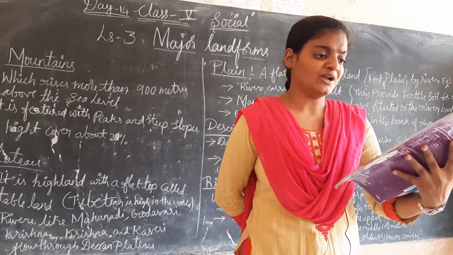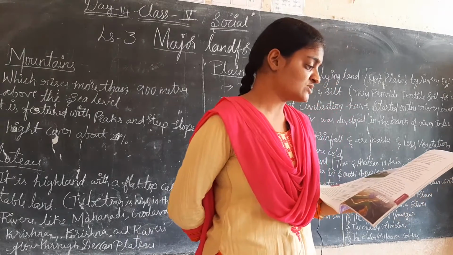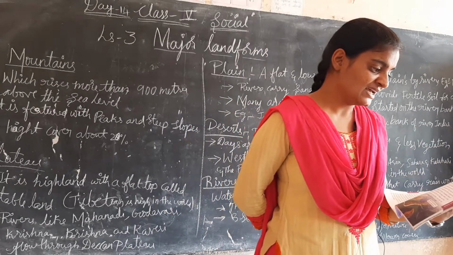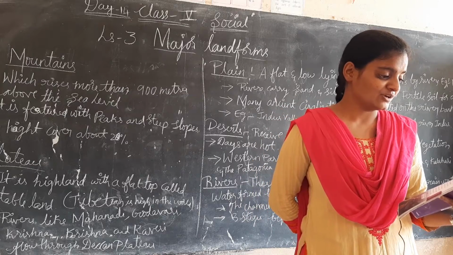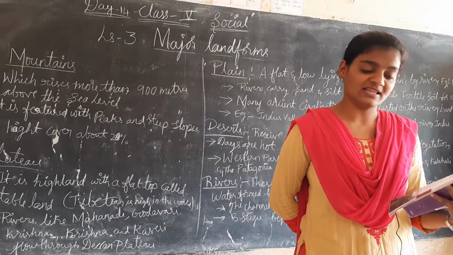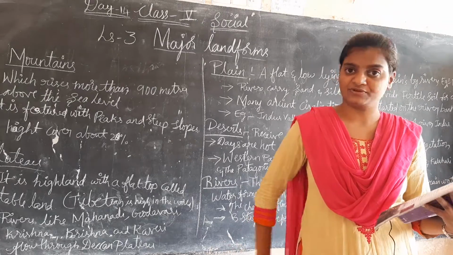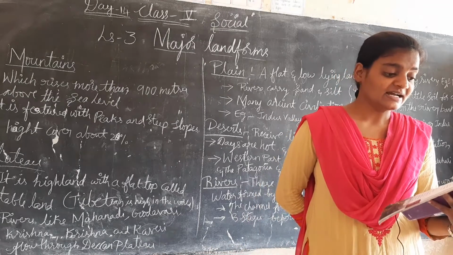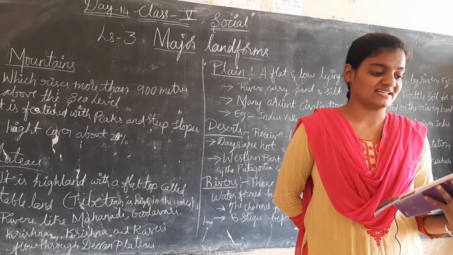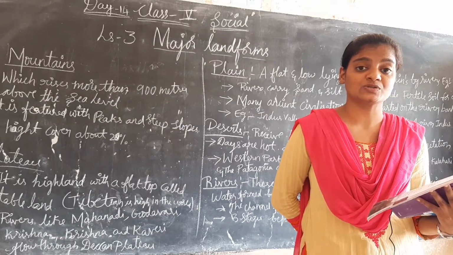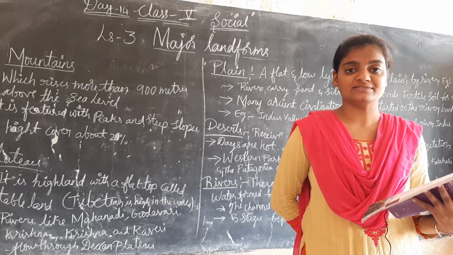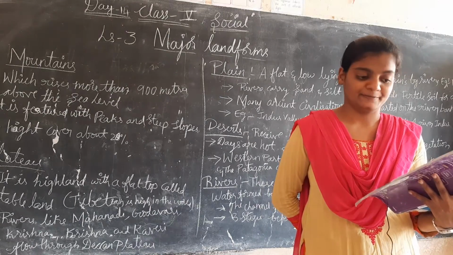First, the upper or the younger course. Most rivers originate in the mountains. Here the speed of the river is very fast in the upper course, the younger course. Here the flow of the river is very fast.